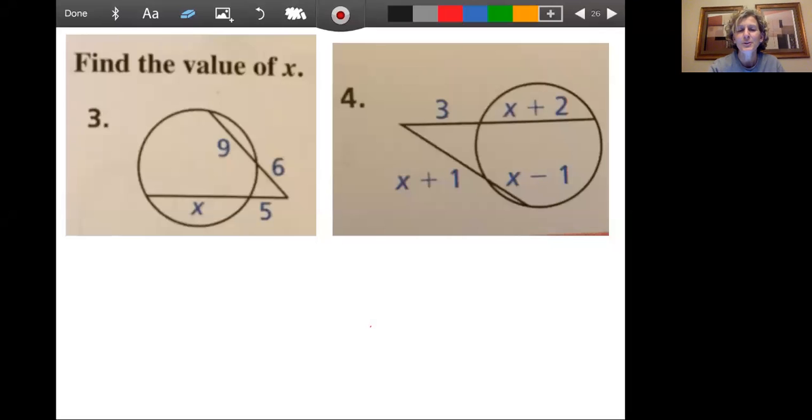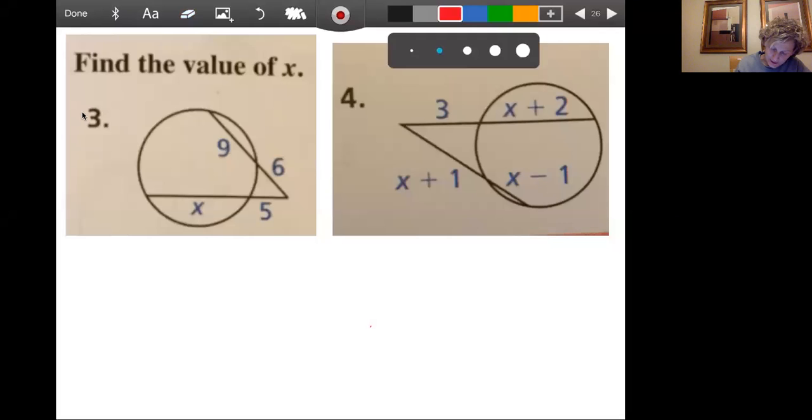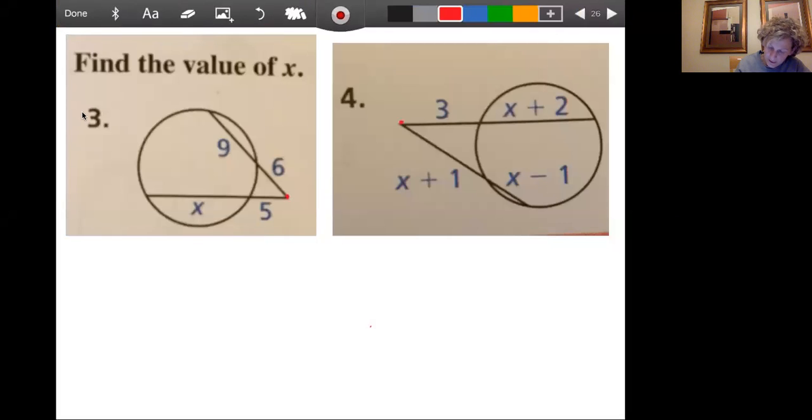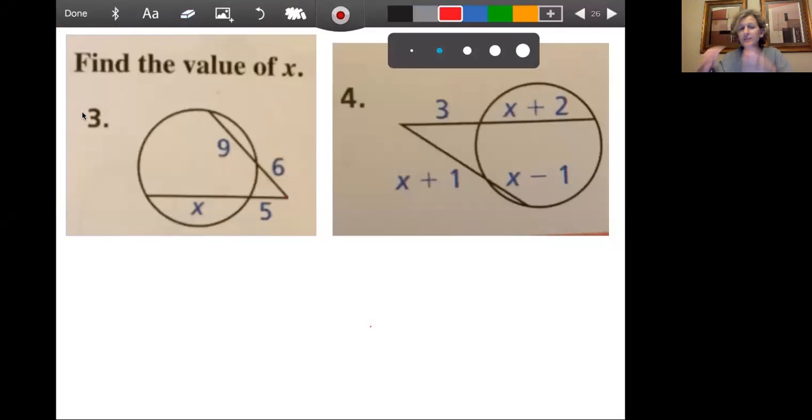Okay, so let's do these two, also from section 10.6. But now what's happening is we have two secants that are intersecting outside the circle. Do you see it? And even over here, it's outside the circle, okay? If that's the case, it's another fun little formula, which I like to call outside times the whole equals outside times the whole. What I mean by that is, let's look at number 3.